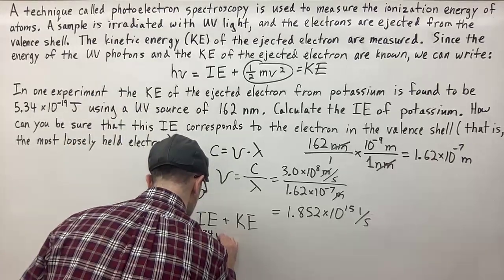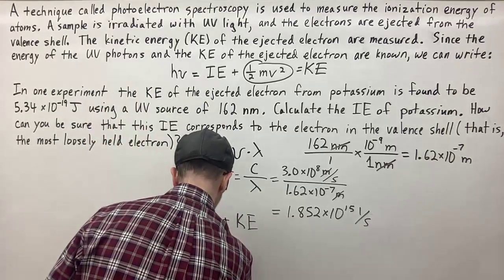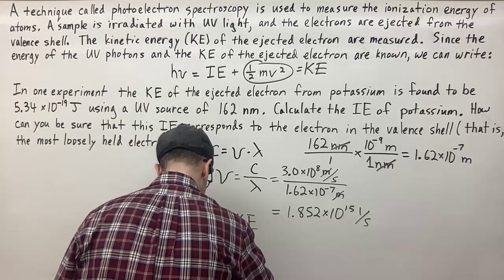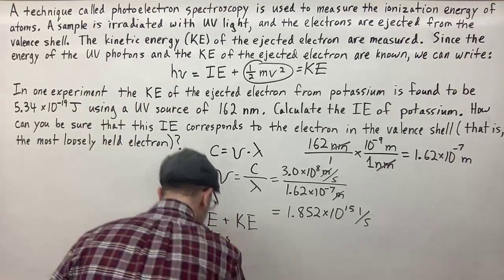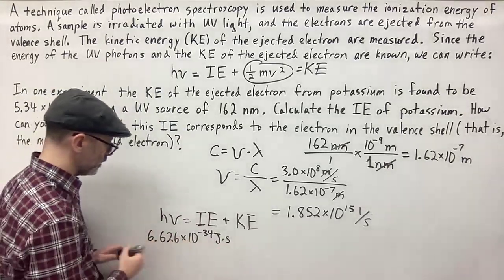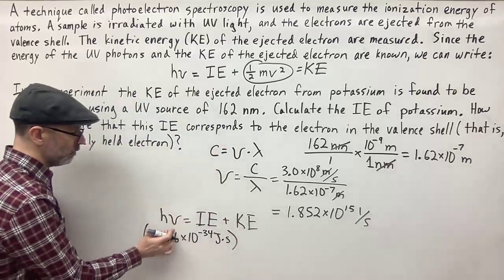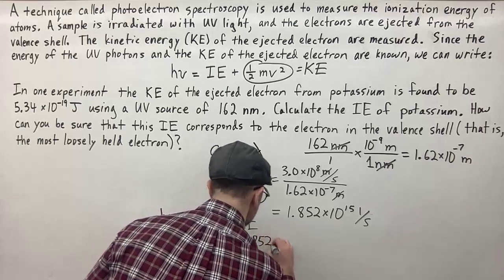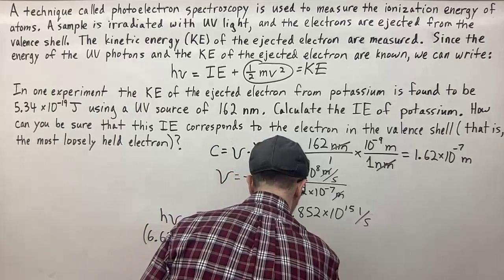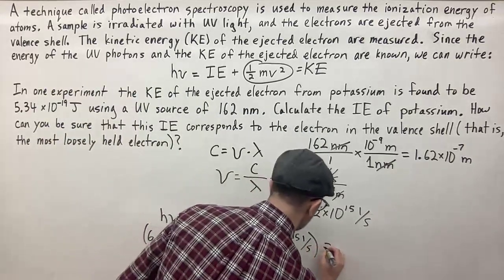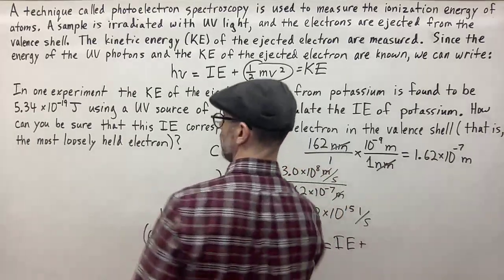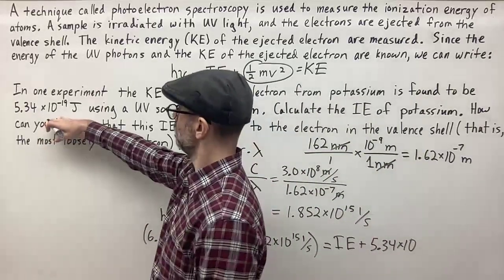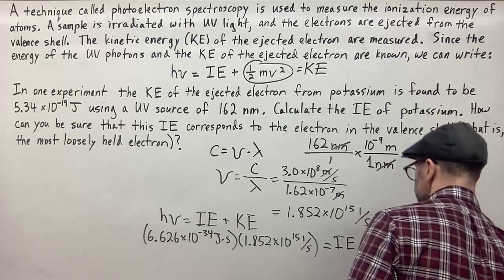Okay. And that's joules seconds. Getting discombobulated here. Okay. So that's our Planck's constant. And we're going to multiply that by the frequency, nu, which is what we calculated here. So that's 1.852 times 10 to the 15 per second. And that's going to be equal to the ionization energy plus the kinetic energy, which is 5.34 times 10 to the negative 19 joules.